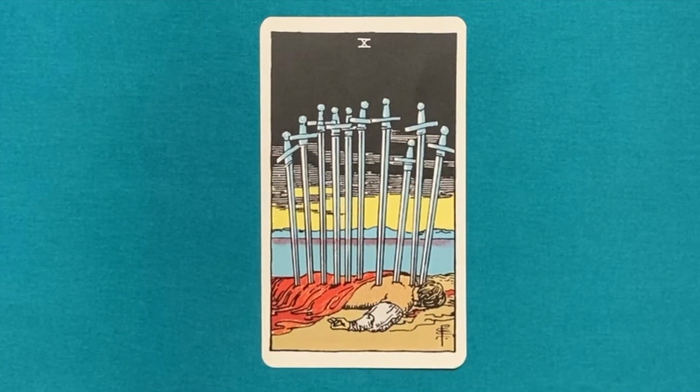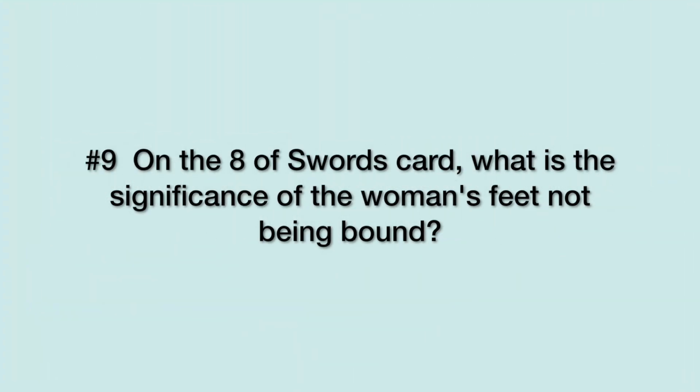Here's question number 9. On the Eight of Swords card, what is the significance of the woman's feet not being bound?